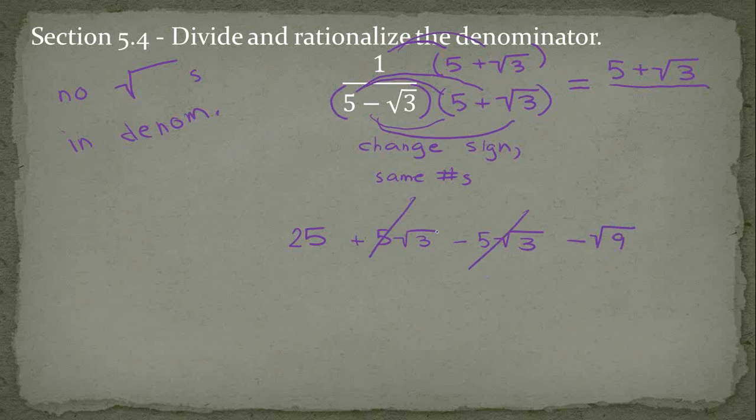These cancel out. 5 minus 5 is 0, and that always happens when you multiply conjugates. So we end up with 25 minus the square root of 9, which is 3. Our denominator is 22. And the whole reason we did that is because it works. You can't have a radical in the denominator, and when I multiplied by the conjugate, the radicals canceled out. This one simplified, and that always happens, so we have a beautiful answer.